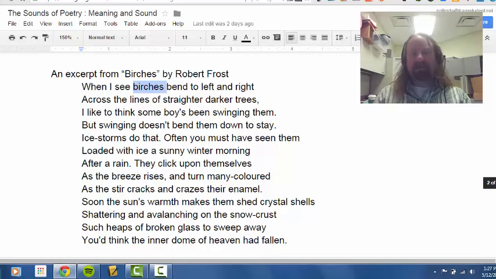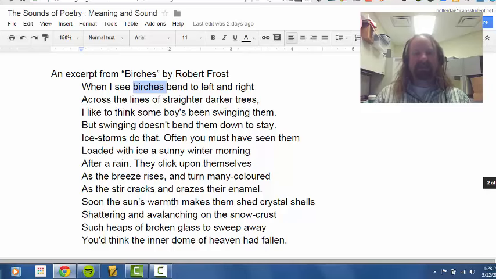But the birches aren't playing when the ice storms come. The first four lines set up an environment in which the boy plays with the birches, where he bends them, sure, but they snap back up. They don't bend down to stay. Ice storms do that. Short sentence. Concise. Ice storms do that.